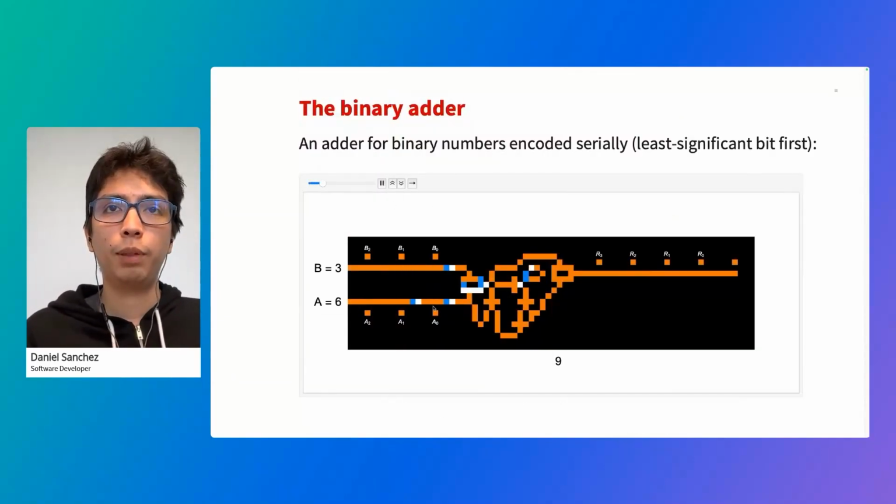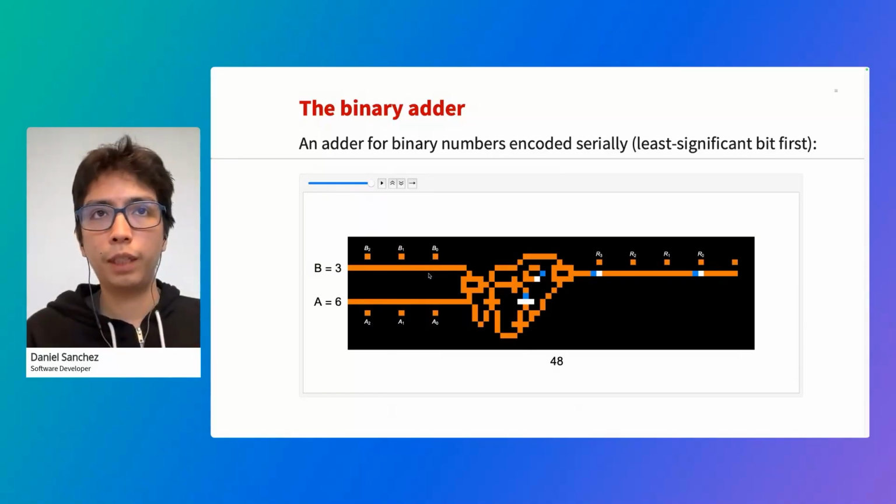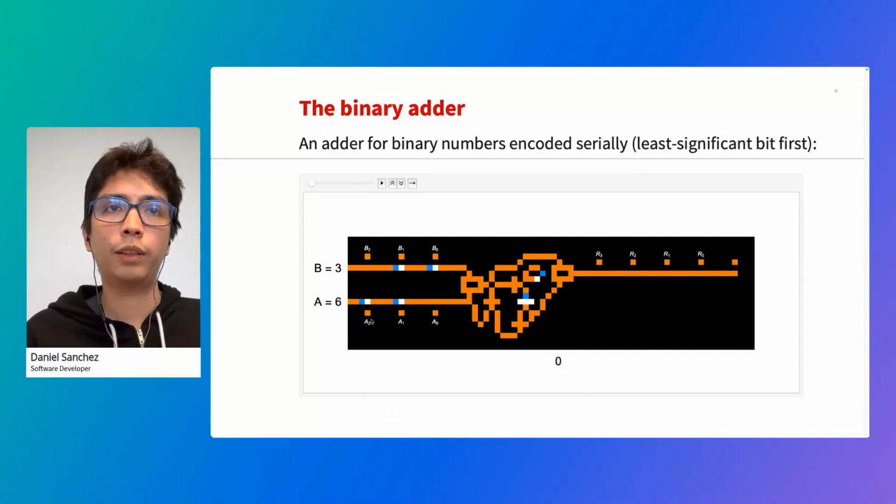With that, we can implement a binary adder, which I think I don't have much time to explain in detail. But the idea is that if I encode this number 3 here in its binary representation and lay out the electrons here and the 6 the same, so 3 is 0, 1, 1, 6 is 1, 1, 0. If I run this for 48 generations, I think, I will get the output, which is 9, and it's 1, 0, 0, 1 in binary representation.